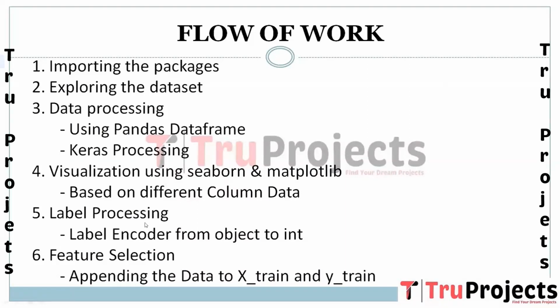Here fifth we have label processing. The label processing involves converting categorical values, that is object type data, into numerical format for machine learning. And in this we include label encoder from object to integer. So label encoder is a common technique that assigns a unique integer to each category in a categorical variable.